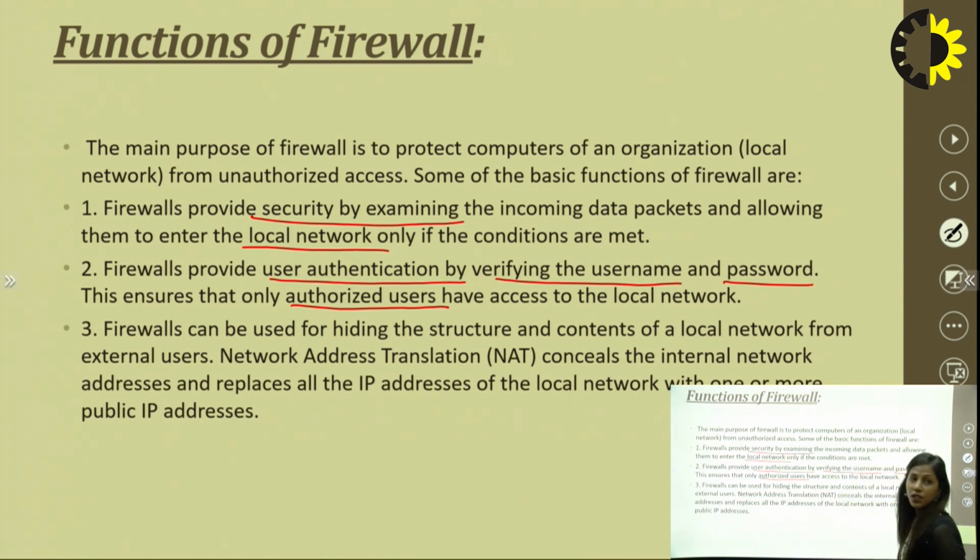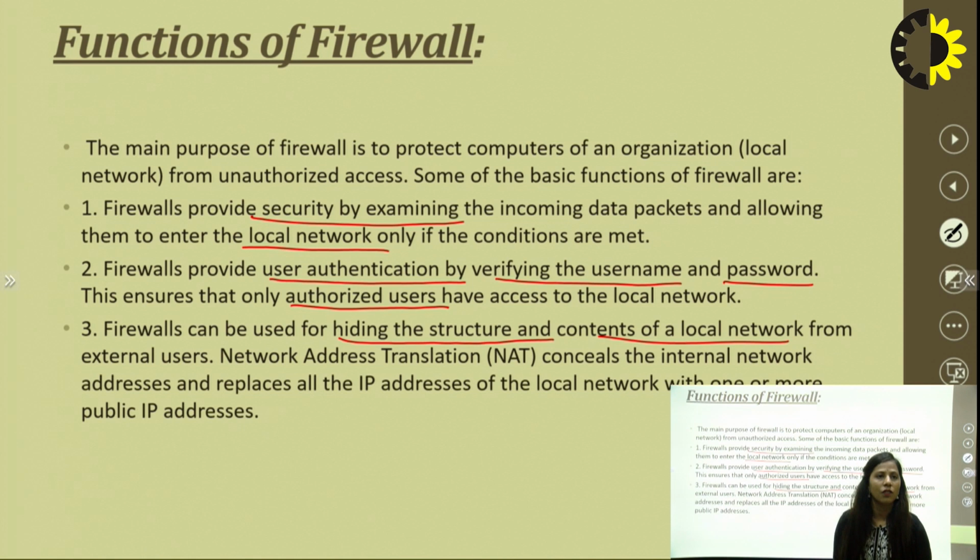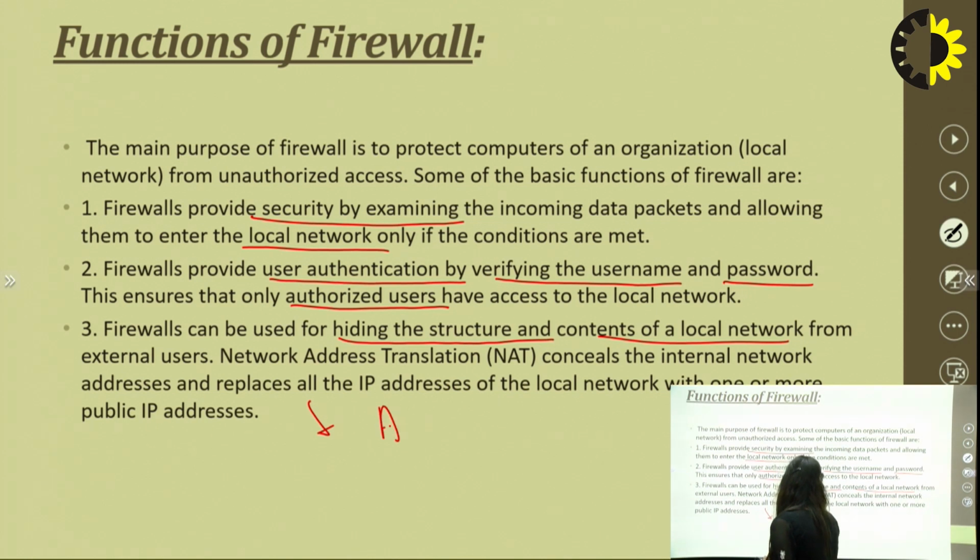The last function is that the firewall can be used for hiding the structure and the contents of the local network. This is the main function of the firewall, in which we are securing our information and the structure of the network, whatever the organization is doing, so that external users can't access that network. So firewall is used in the local network, and no external users can access that information. So it is used for hiding the structure, or we can say it can be used for abstraction purposes. Have you heard about the term abstraction?